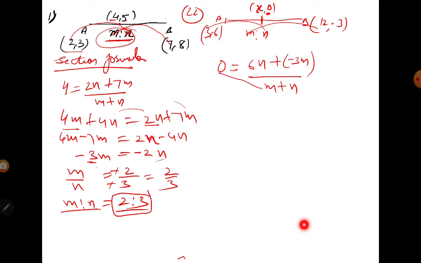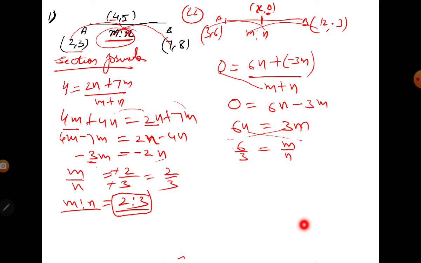Okay, so this 0 into something is what? 0. So the right side will be 0. Here I have 6n minus 3m. Got it? So now 6n will shift this side. 6n is equal to 3m. I have to find the ratio m is to n. So we'll shift n down and 3 this side. So 6 by 3 is equal to m by n.